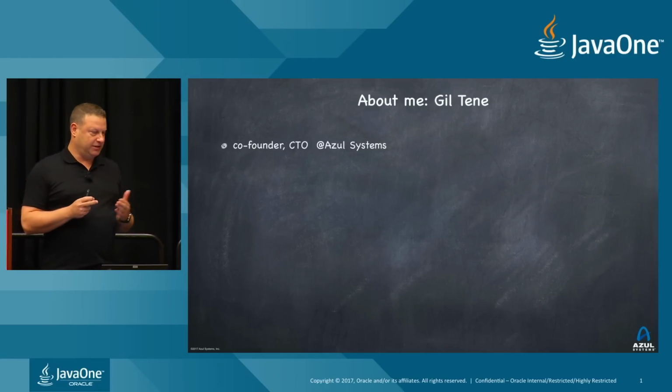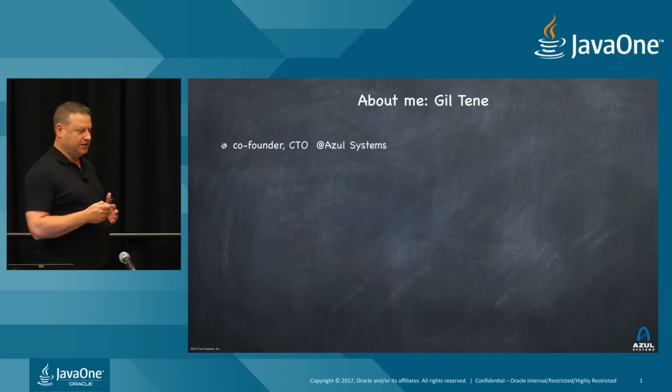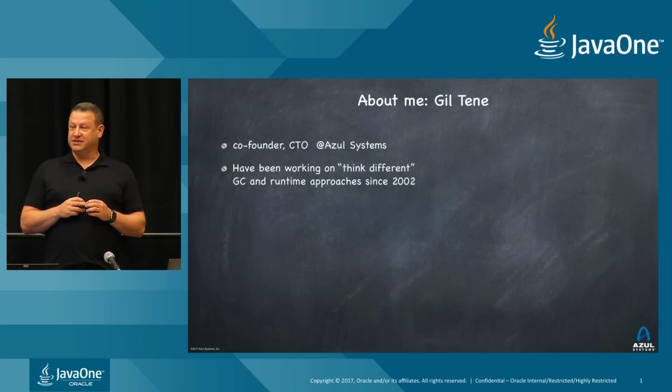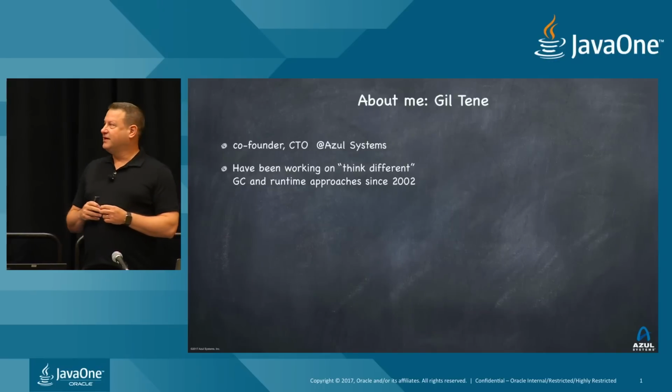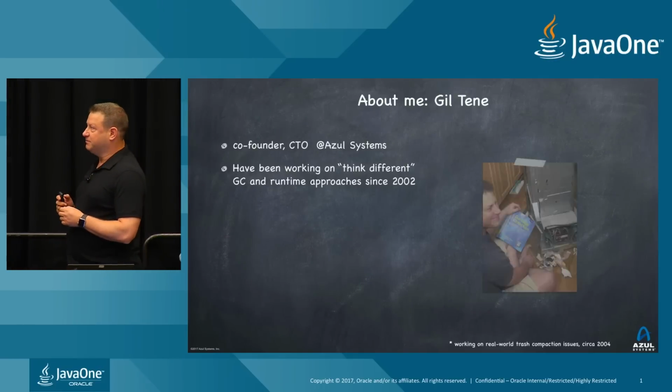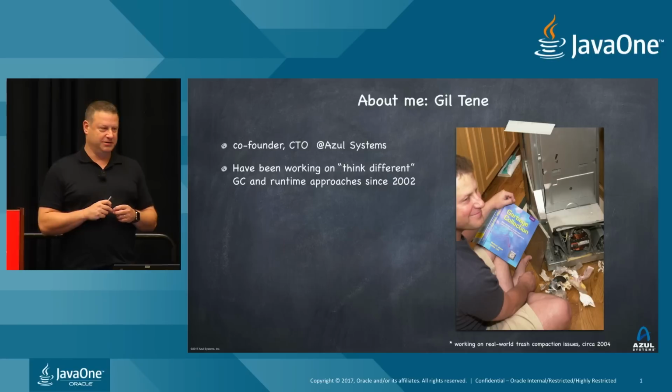A little about me. My name is Gil Tene. I'm the CTO at Azul Systems. I've been working on garbage collection as a problem for around 15 years now. And here's some evidence of me working on garbage collection.